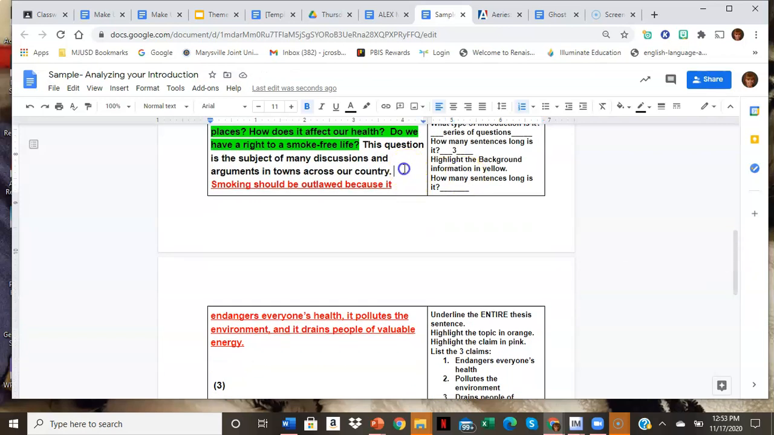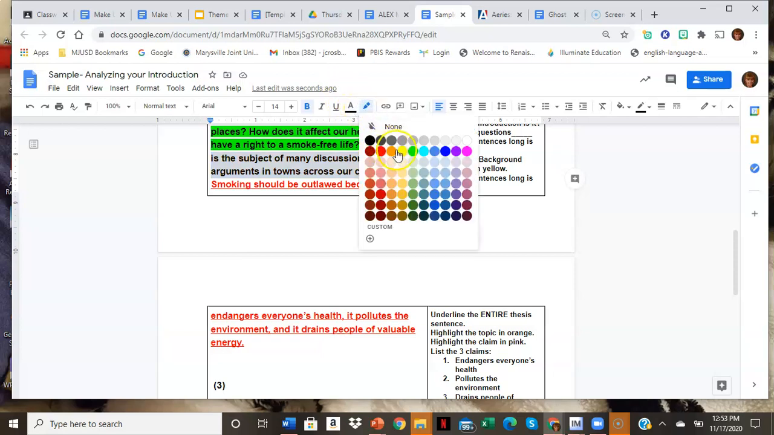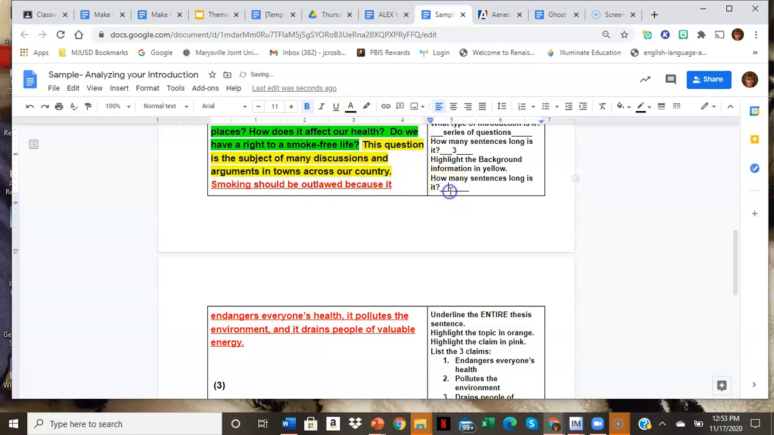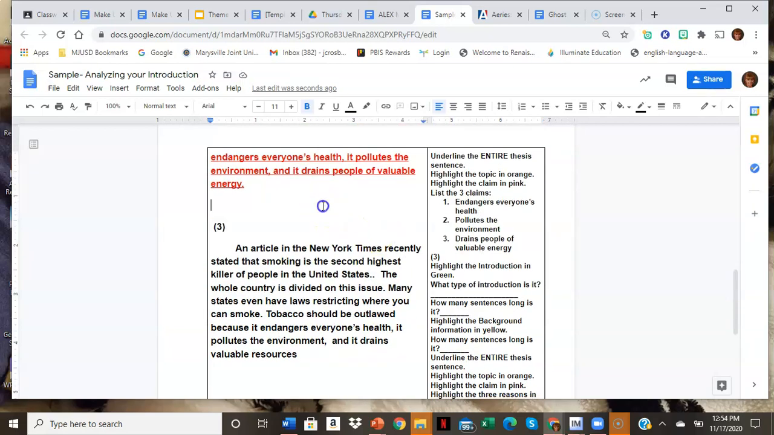I'm then going to go up here. I now know where my background information is because it's all of the words that come between the hook and the thesis sentence. I'm going to highlight this in yellow, and it asks me how many sentences long. Mine is only 1 sentence long. So you need to be sure that you do yours correctly and you write in all the right numbers for you. And then I'm leaving you to do number 3 on your own.